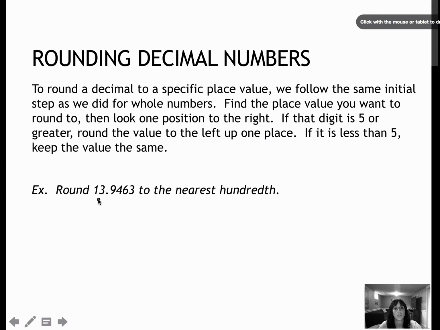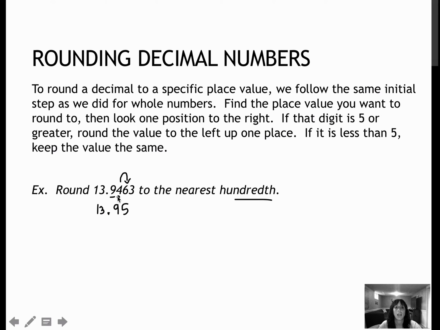So if I'm rounding 13 and 9,463 10,000ths to the nearest hundredth, I'm going to look at the tenths, hundredths place. From the hundredths place, I look one unit to the right, just as we did before. If this number is 5 or greater, like it is in this case, the 4 will round up to the next whole number. So this 4 would round up to a 5. So 13.95 would be this decimal rounded to the nearest hundredth.